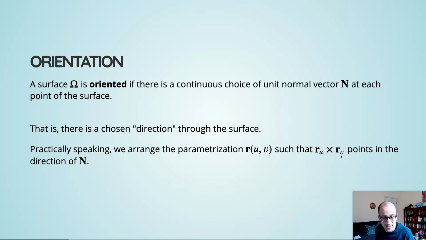And the neat thing is, since there are exactly 2 choices, if you get it wrong, you pick your parameterization and you have the wrong r_u cross r_v, simply switch u and v. Just literally name one u and the other one v and switch them. The surface won't change, the number of points there, but your choice of normal vector will be exactly the opposite direction, because a cross product is anti-commutative.